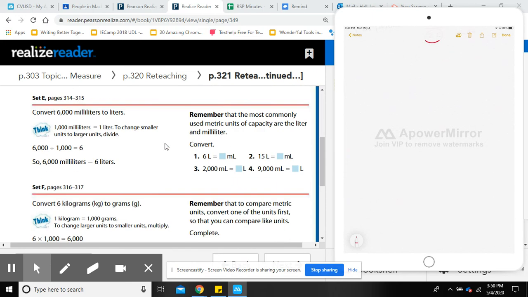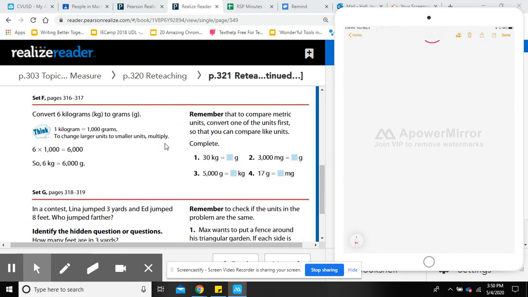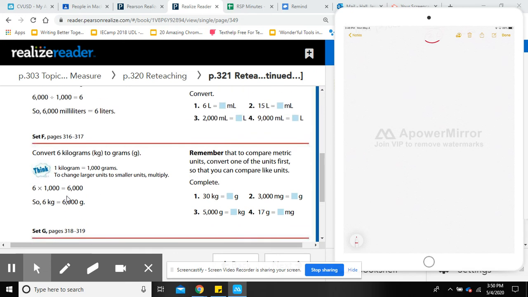Okay, our last section that we're going to go over, because you guys skipped section G, 13-7. You did not go over it this week. So we're just going to go over set F, which is 13-6, converting metric units of mass. Okay, metric units of mass.